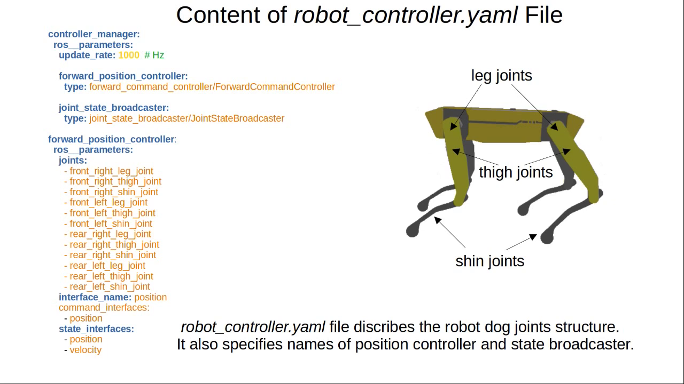The robot control YAML file describes the robot dog joint structure. The file contains a list of all the dog's joints. It also specifies names of the position controller and state broadcaster.